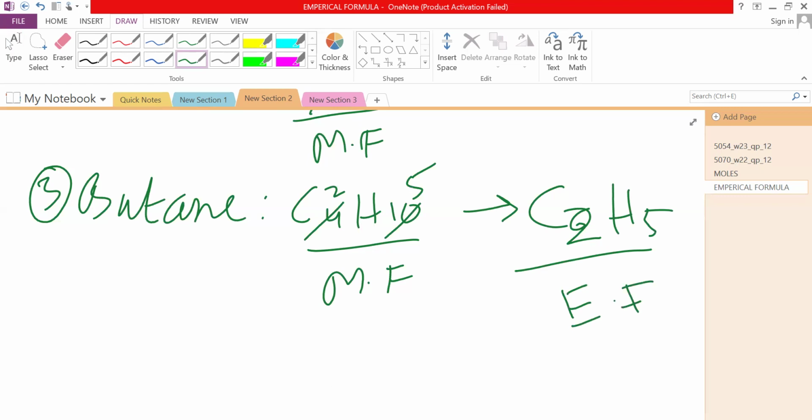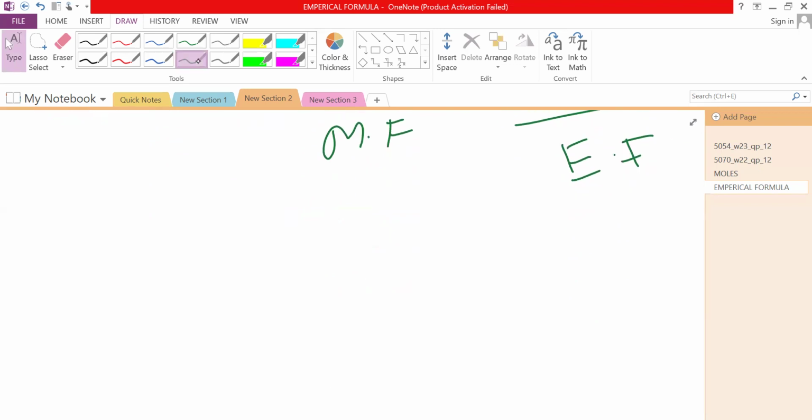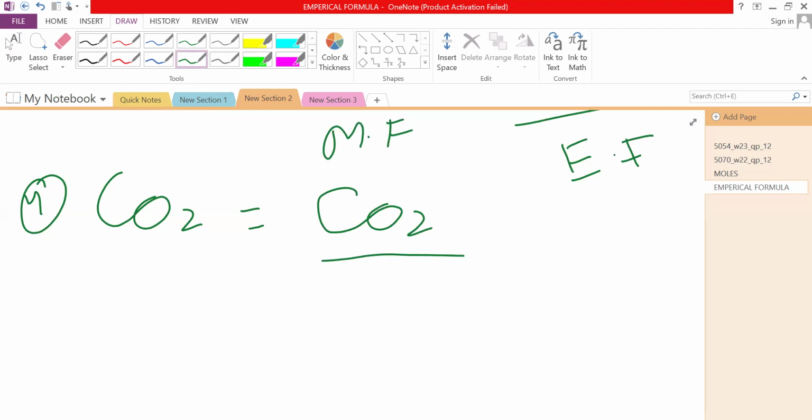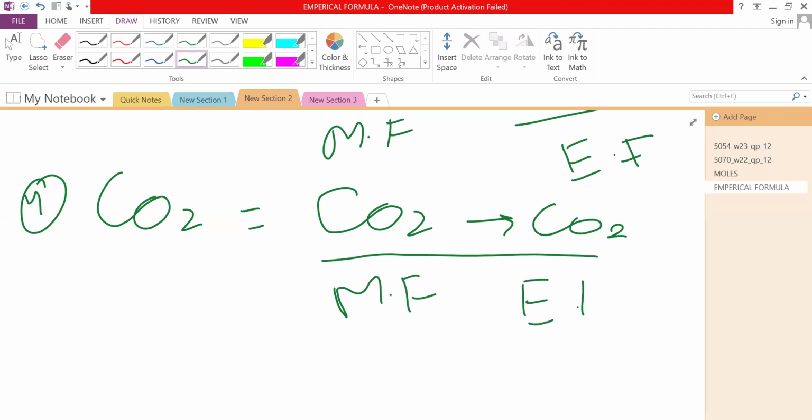The fourth example is of carbon dioxide. This is a tricky one for a few students because this question usually comes in Paper 1 in MCQs, and it says identify the empirical formula for carbon dioxide. Few students get confused in it, but let me tell you that the molecular formula and the empirical formula of carbon dioxide are the same.